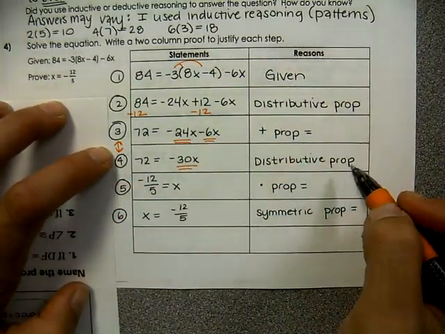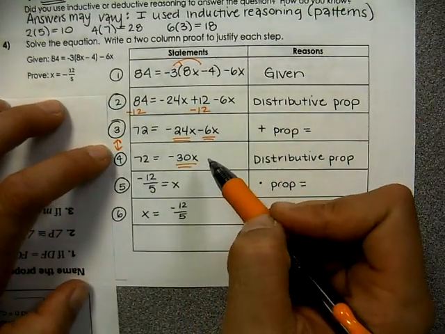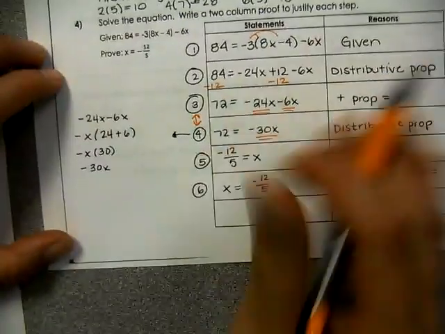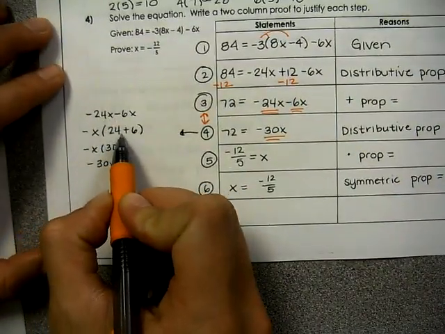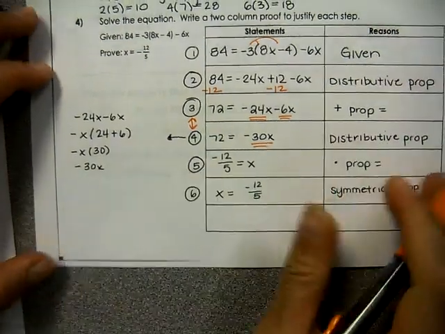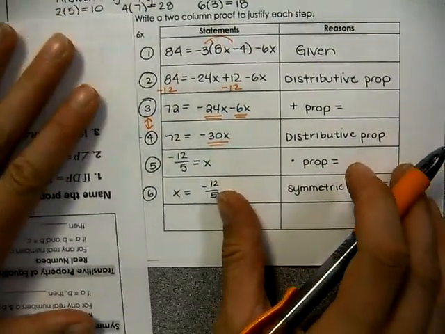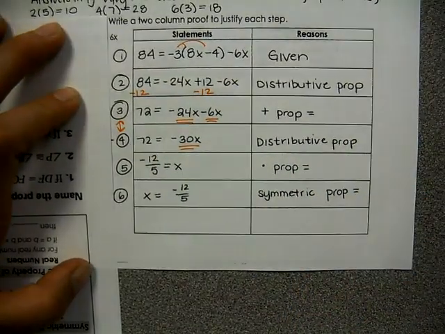Now I said distributive property instead of combining like terms because essentially when you combine like terms, it's the reverse of the distributive property. So if you look over here, you're essentially factoring out a negative x. So 24 plus 6 would be 30, where you get negative 30x. So it's the reverse of the distributive property if you're factoring out the GCF. If you said combine like terms here, I would give you credit for that as well.